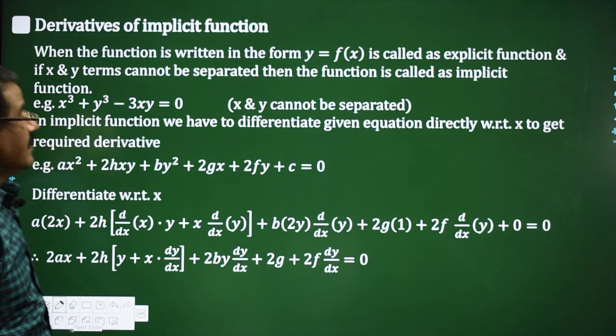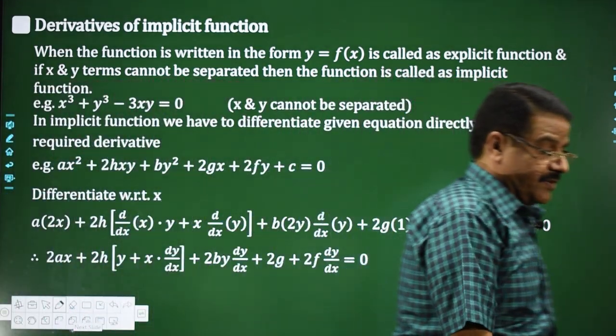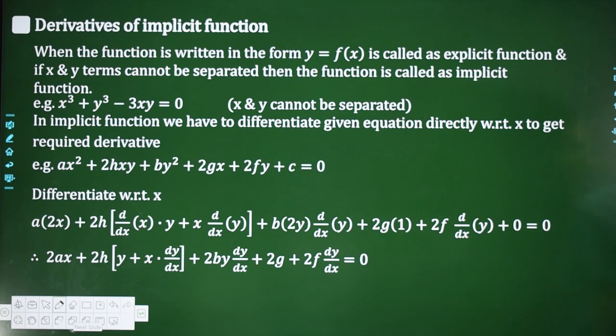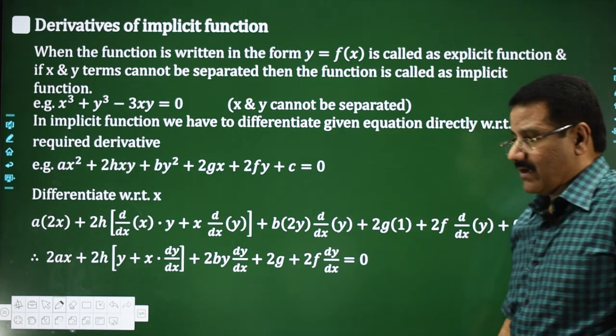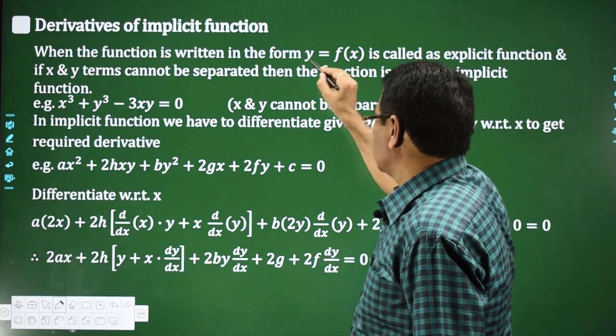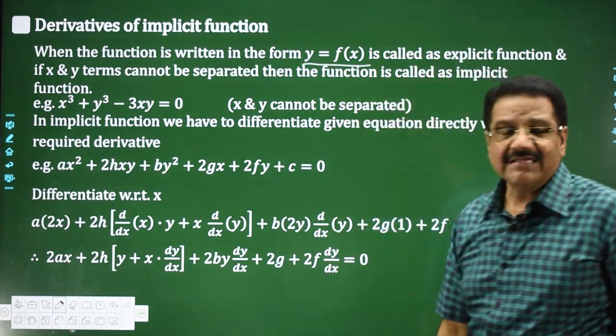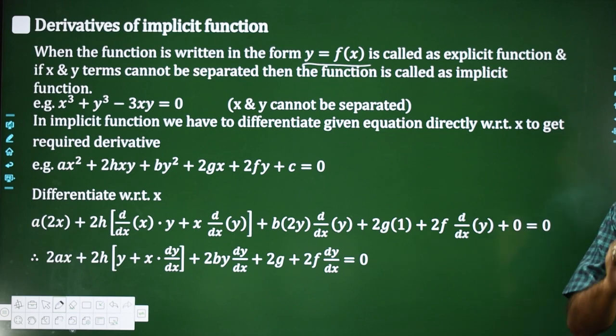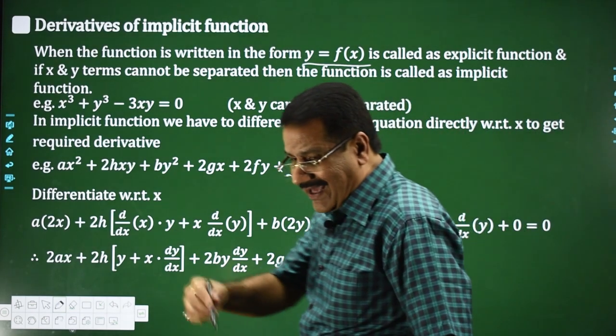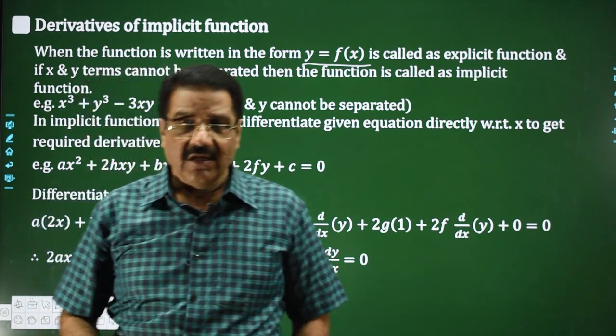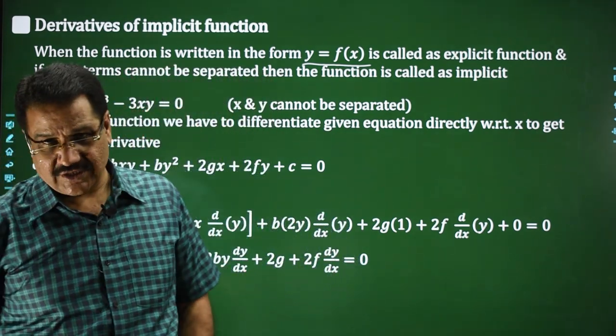Okay. Now, one more important topic: derivatives of implicit functions. First of all, you have to understand the meaning of implicit functions. Whenever an equation is expressed in the form y is equal to f of x, then it is called an explicit function. As far as all the earlier examples were concerned, all were explicit functions.